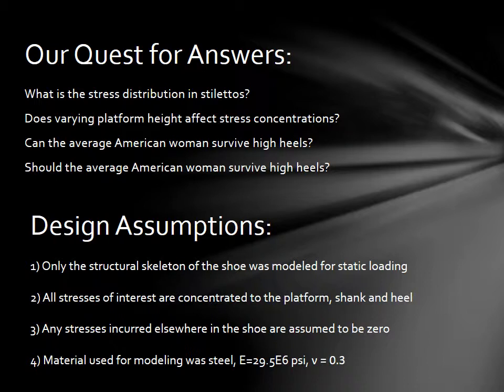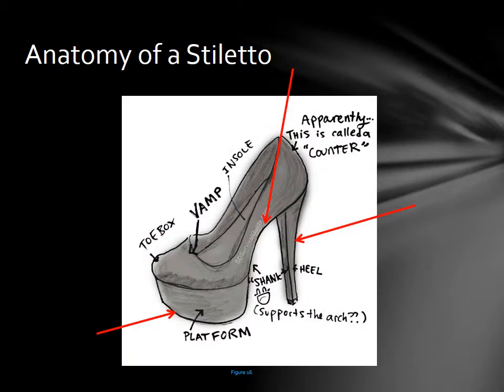For our design assumptions, we chose to only model the structural skeleton of the shoe because we believed that all stresses of interest were concentrated in the platform, shank, and heel, and all other stresses were assumed to be zero. We chose steel to be our material to model. This is the anatomy of a stiletto. The red arrows indicate the platform, shank, and heel respectively.